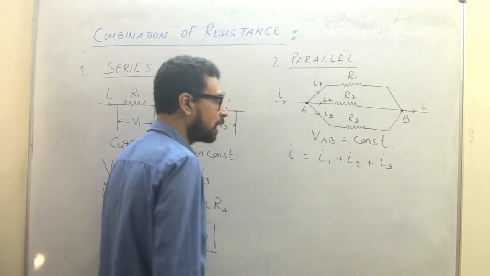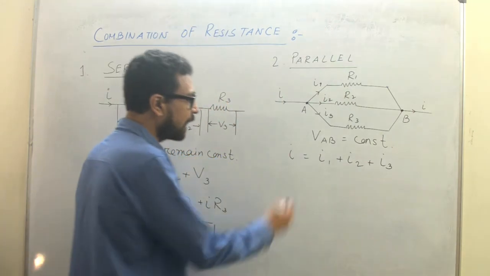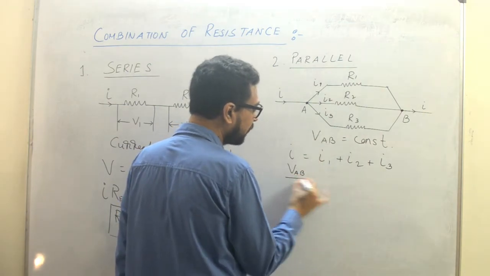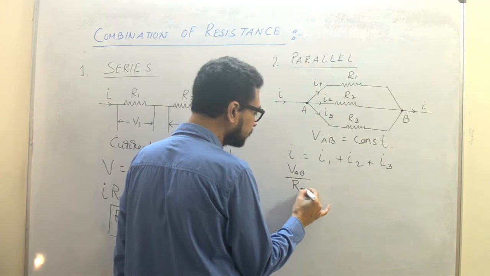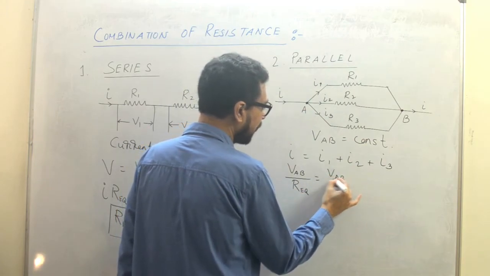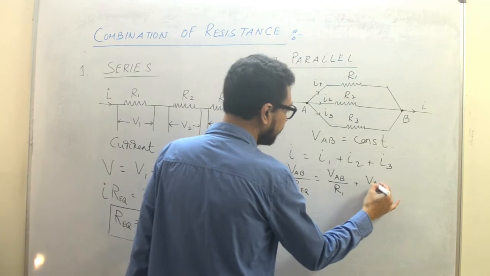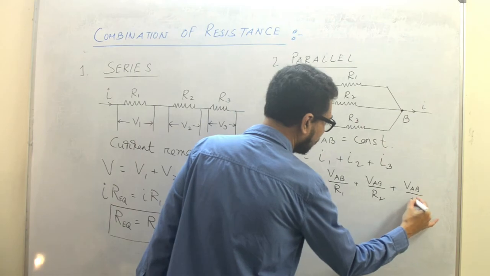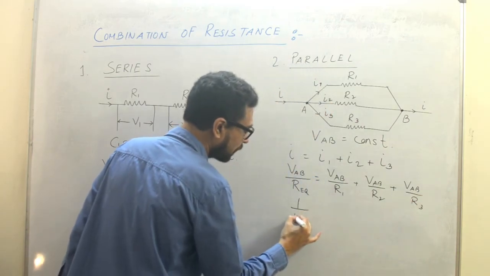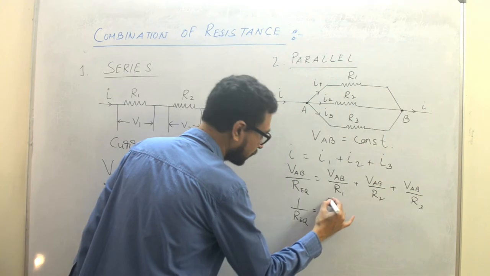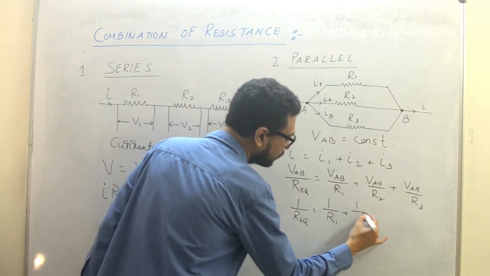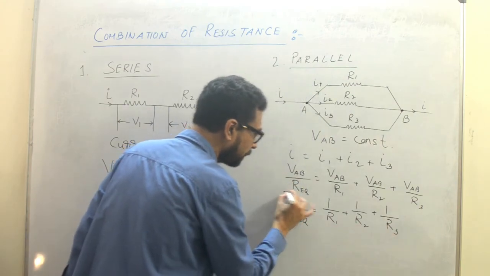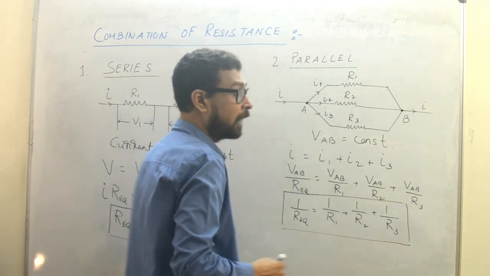Okay, so I is equal to I1 plus I2 plus I3, and since the potential is constant, VAB, we can write I equals VAB by R equivalent, and that is equal to VAB by R1 for I1, VAB by R2 for I2, and I3 is equal to VAB by R3. So effectively I am obtaining an expression for the parallel combination of resistances, which is 1 by R equivalent is equal to 1 by R1 plus 1 by R2 plus 1 by R3.